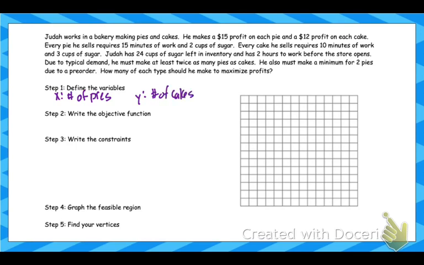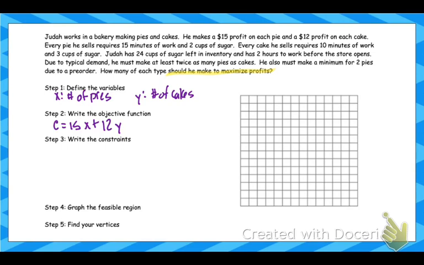Our objective function is going to be what answers the question. How many of each type should he make to maximize his profits? So his profit is $15 for each pie and $12 for each cake. So there's our objective function. Our constraints are going to be what answers all the questions. So some of these are a little bit easier than others.